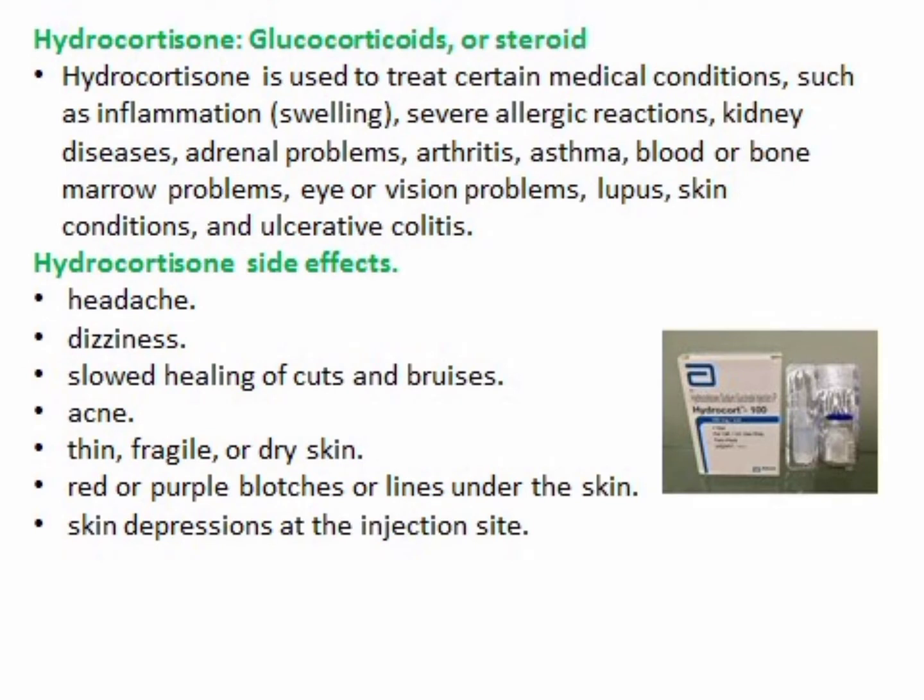Next one is hydrocortisone. Hydrocortisone is a glucocorticoid or steroid. Hydrocortisone is used to treat certain medical conditions such as inflammation like swelling, severe allergic reactions, kidney diseases, adrenal problems, arthritis, asthma, blood or bone marrow problems, eye or vision problems, lupus, skin conditions and ulcerative colitis.